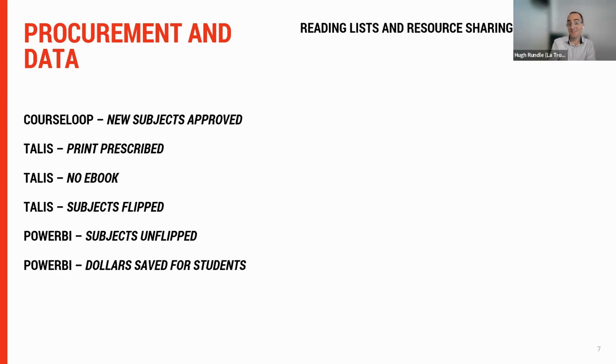Then we have the Talis Subjects Flipped report, which is sort of a Latrobeism. So that uses Talis data in Power BI to keep track of the number of reading lists that we've flipped from containing some print in prescribed or pre-reading to being entirely digital for those categories. And we break that down by school. La Trobe doesn't have faculties or colleges. It's a pretty flat hierarchy now. So we just break that down by school.